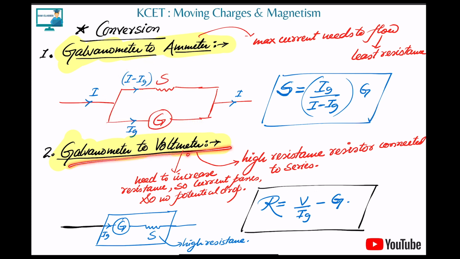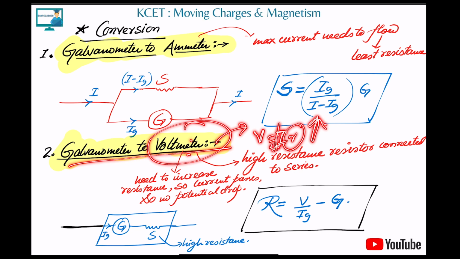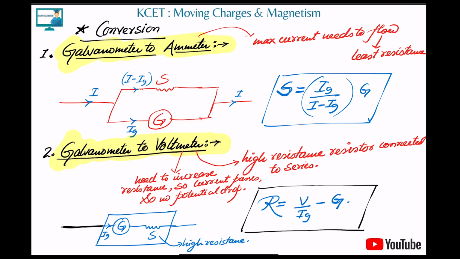Now, galvanometer as a voltmeter, what can we do? A voltmeter measures voltage, so V = IR. If we make this resistance very high, then if V is constant, the current goes down, so the potential drop across the galvanometer will be less. So if we connect a very, very high resistance in series, almost nil current will pass, the drop of potential will be almost 0, and we can use it as a voltmeter.